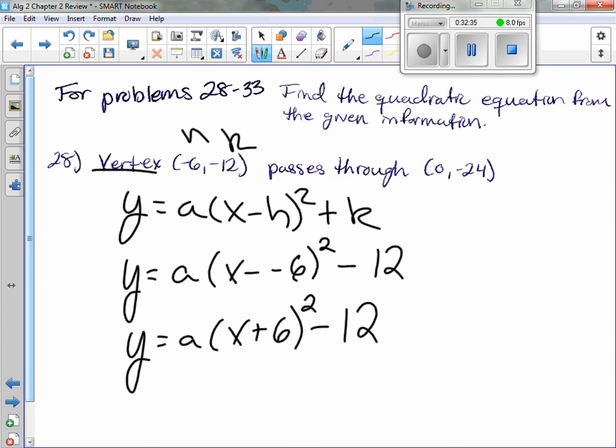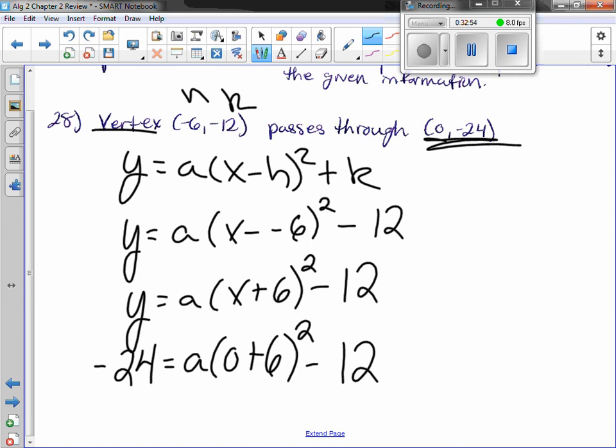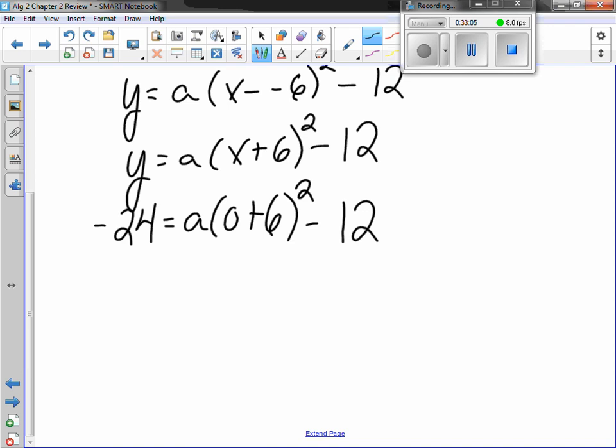Now, to find the value of a, we have to plug this point in, 0, negative 24. And I don't plug it in for a, I plug it in for x and y. So it's saying the value of y is negative 24, and the value of x is 0. We do this because now a is the only variable that I have in there. So plugging that point in lets me solve for a. So I plug the vertex in first, then I plug in the point. Now I solve for a.